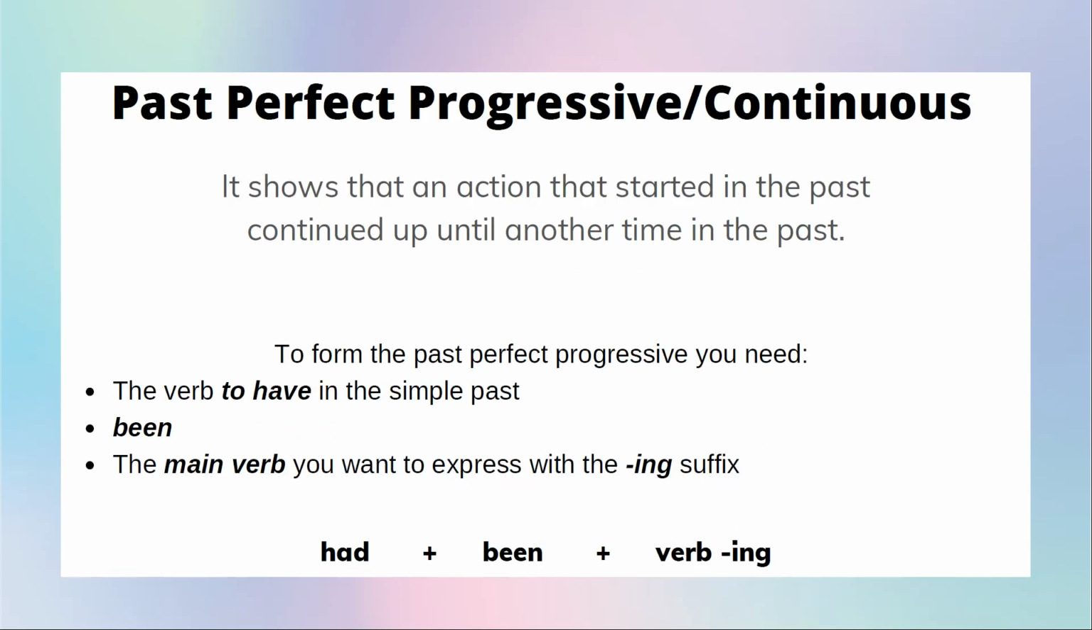Here we have the past perfect progressive, which shows that an action started in the past and continued up until another time in the past. So to form this tense, we need the auxiliaries to have in the simple past, been, and the main verb that we want to express with the ing suffix.